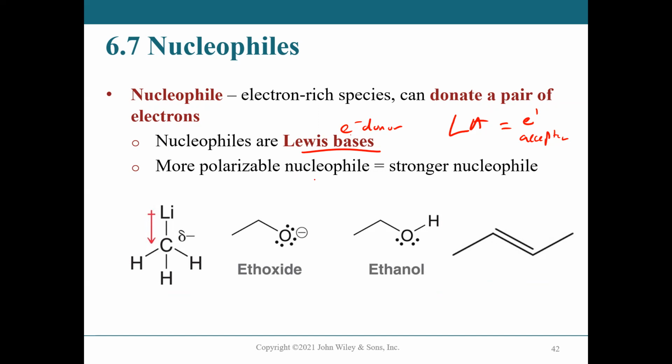So the more polarizable the nucleophile, the stronger the nucleophile. Here we can see that the electron density would really be concentrated on this ethoxide, so it'd be a really good nucleophile. So if we had something like this, it's a positive, it's going to come and attack right there. Then you'd be left with something like that.